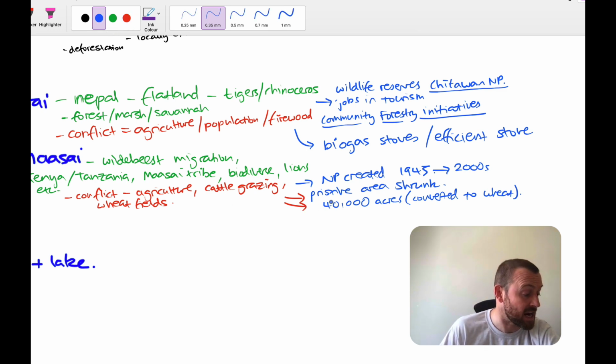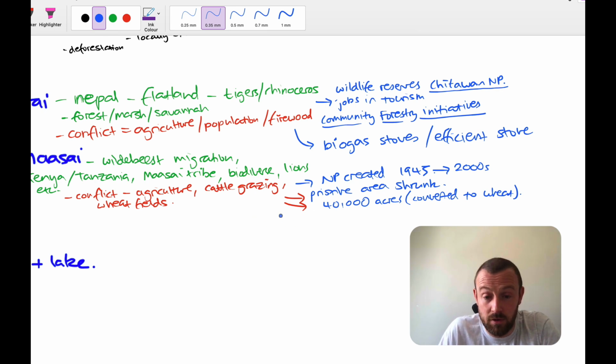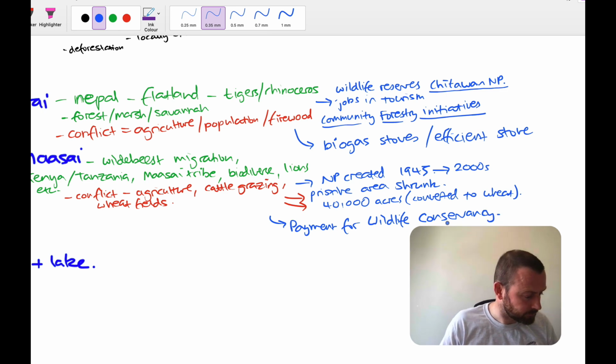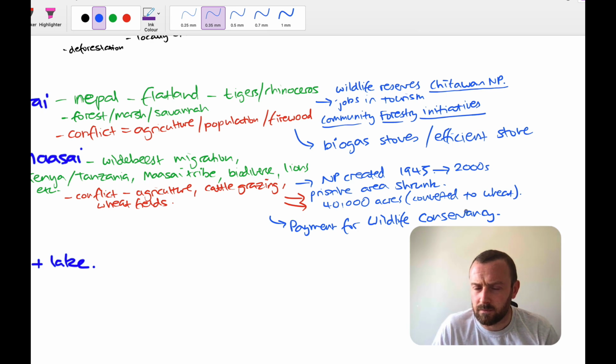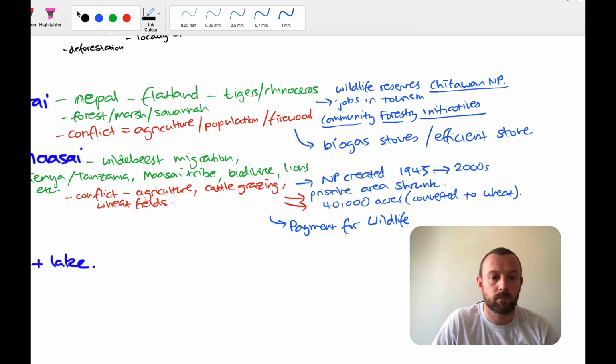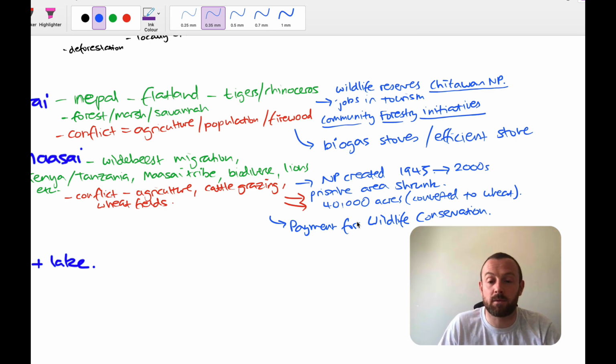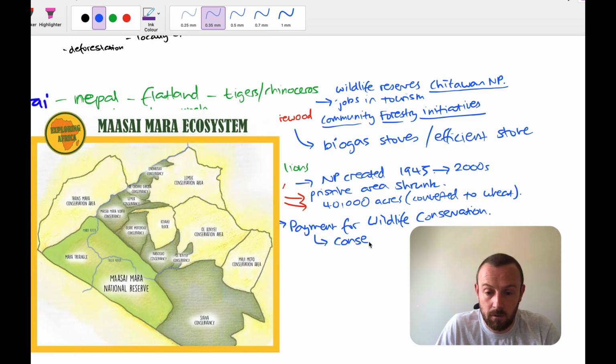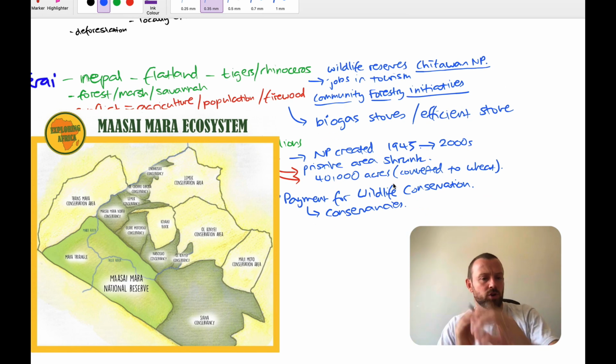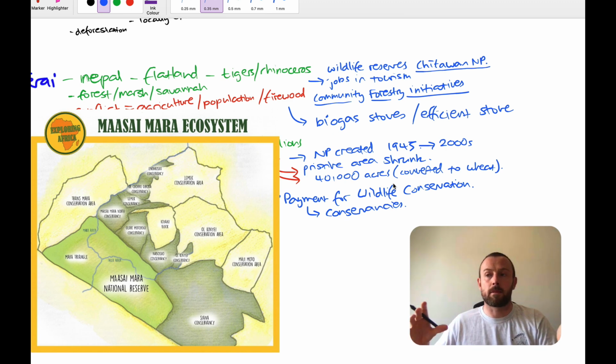And what they did in the early 2000s is they changed this and introduced a new thing called payment for wildlife conservation. With this payment, there was the setup of these new conservancies, where again mixed use was allowed. So it's similar to Therai. In these mixed use conservancies, grazing was allowed for parts of the year. Cattle was moved onto the land for grazing, but then moved off the land when the wildebeest migration was coming in.